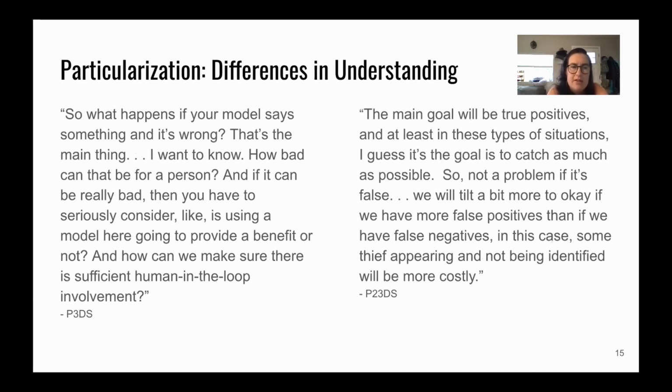So what happens if your model says something and it's wrong? That's the main thing I want to know. How bad can that be for a person? And if it's really bad, then you have to seriously consider, like, is using a model here going to provide a benefit or not? And how can we make sure there's sufficient human in the loop involvement?